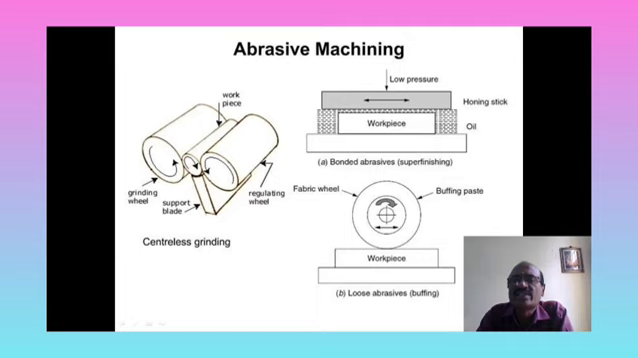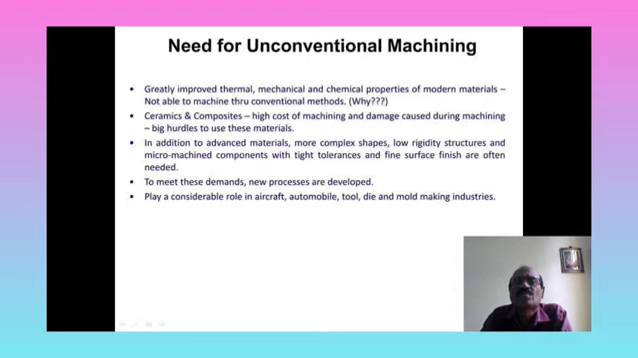Abrasive machine. Let's see the diagram for bonded abrasive superfinishing. This is the workpiece and the low pressure honing sticks. And then on the bottom side, loose abrasive buffing, and this is rotating. It's a fabric wheel and the buffing base. So these are the different types of abrasive machines from the diagrams.